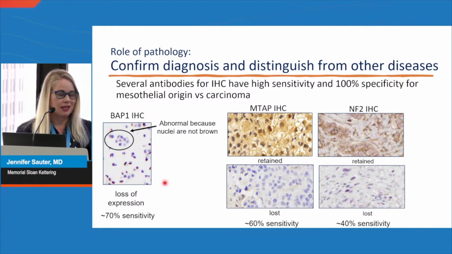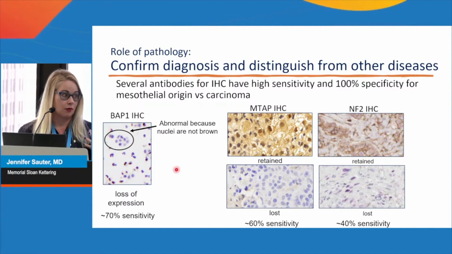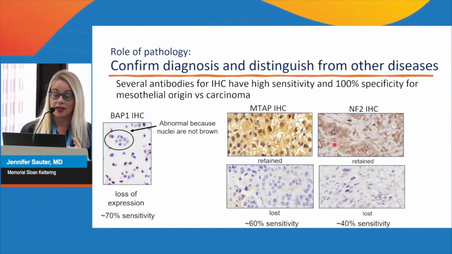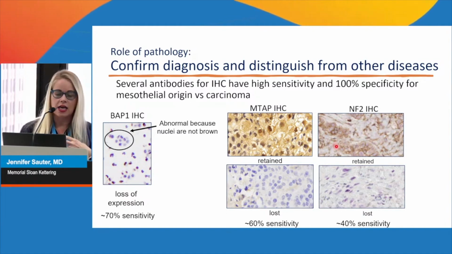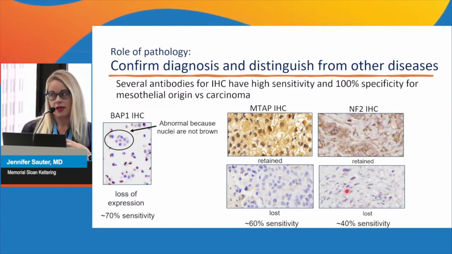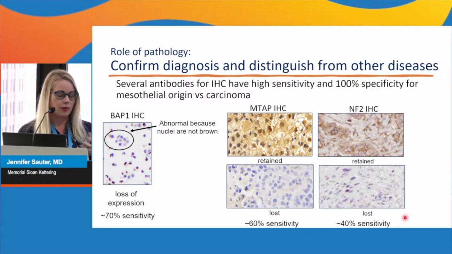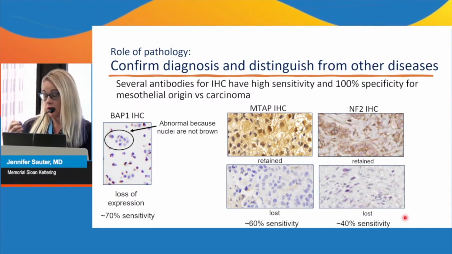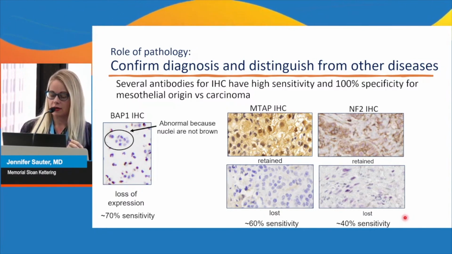Here are some examples. Again, immunohistochemistry is brown staining. So in these tumor cells, you see no brown staining. So this is an example of BAP1 loss, which means the BAP1 protein is not expressed in these tumor cells. It's abnormal and it's compatible with malignancy. Here are some examples of mesothelioma with retained MTAP and NF2 expression, which you see by the brown staining. And then here are some examples of mesothelioma with loss of MTAP and loss of NF2 expression. So we use these to help us determine whether something's a reactive proliferation or if it's a malignant mesothelioma.